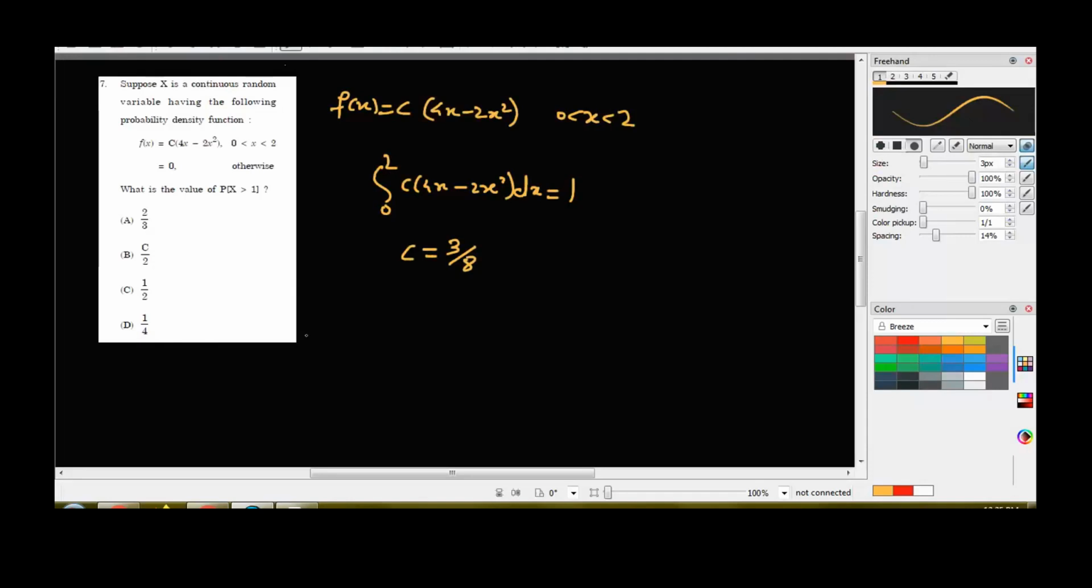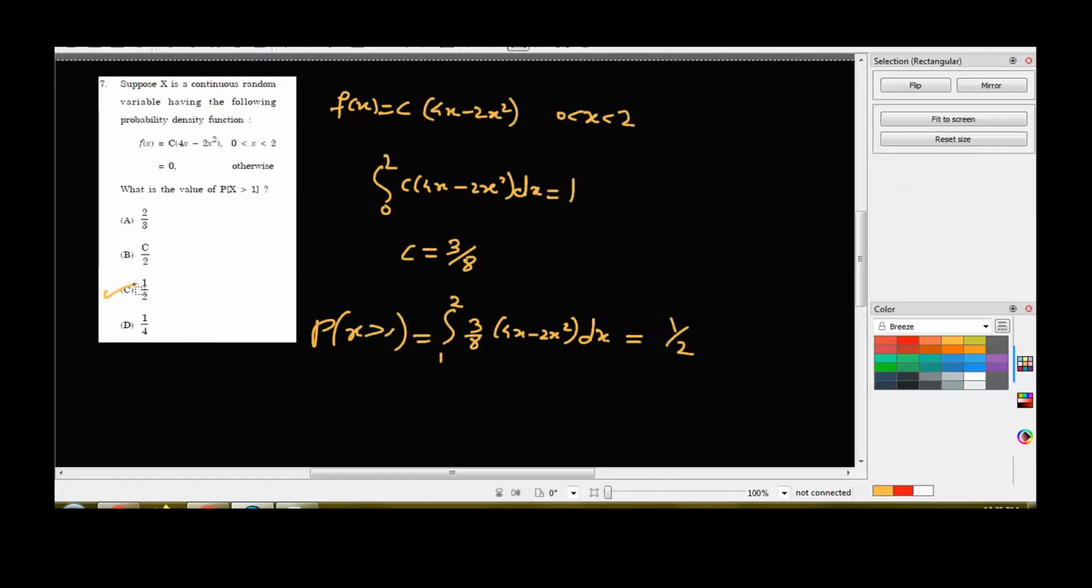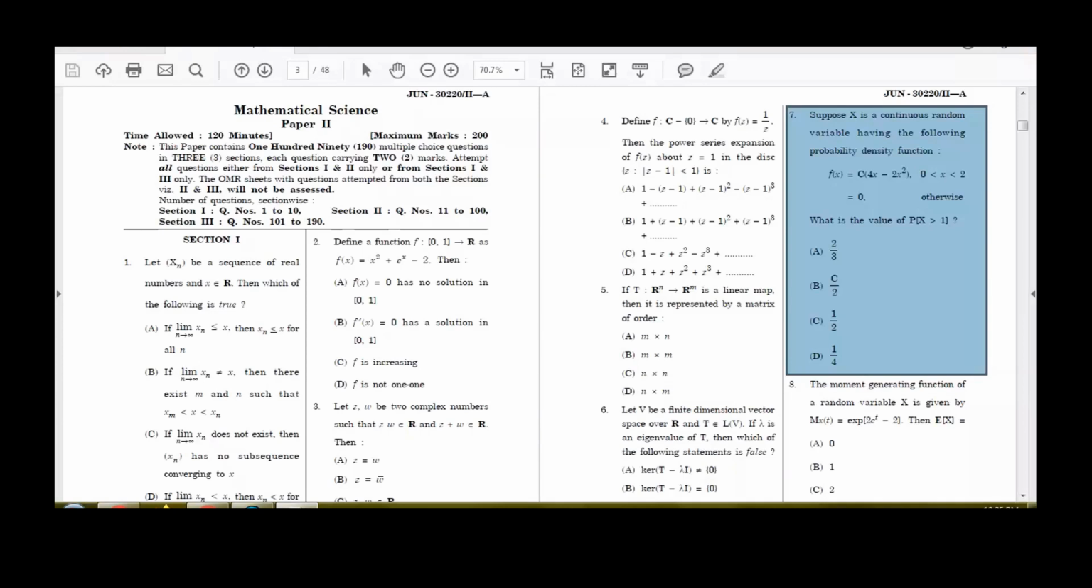Now to find the probability of x greater than 1, accordingly we can have an integral going from 1 to the upper bound, which is 2 in this case, of the function c, that is 3 by 8, times (4x minus 2x squared) dx, and integrating this expression gives us the value as 1 by 2. So we have option C, which is 1 by 2. That's the correct answer for this question. Let's proceed to question number 8.